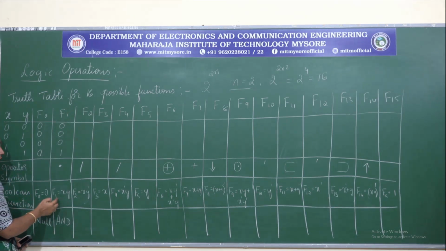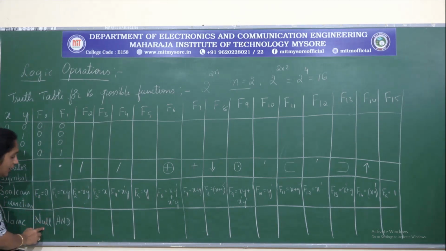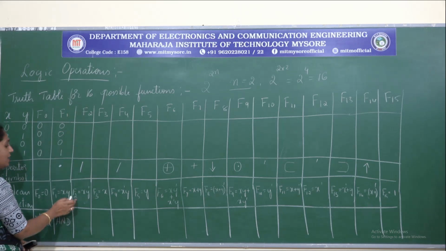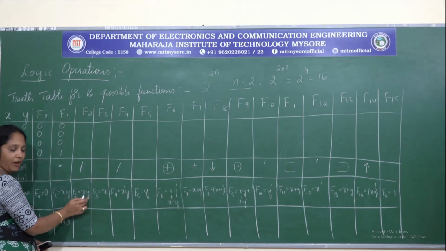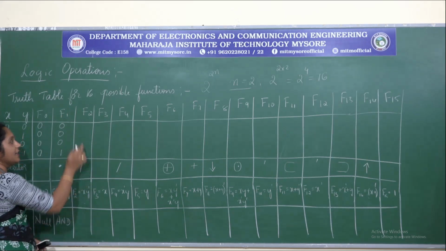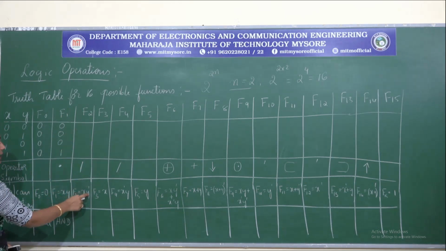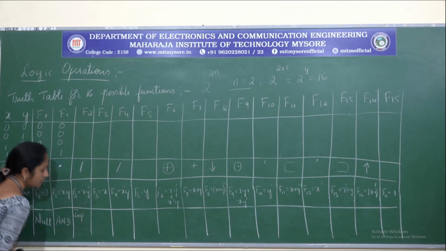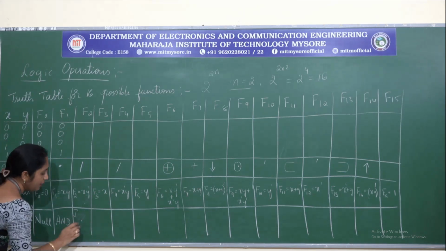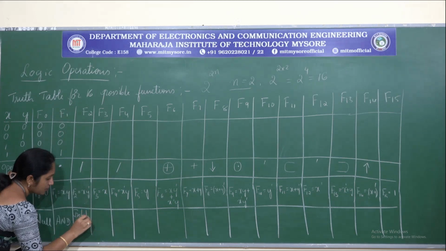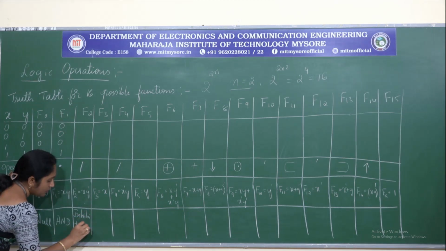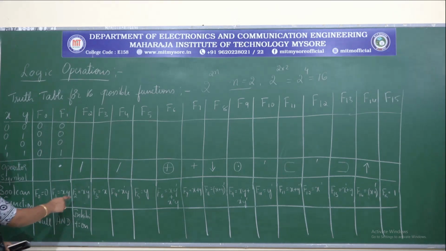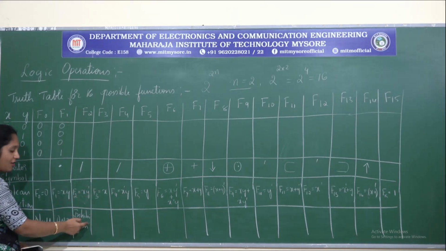Here I have written the function name for f naught as null, and this is AND. Now let us see what f2 is. f2 is equal to x into y dash. This is the Boolean expression. According to this, let us write the values for f2. x into y dash is called inhibition.